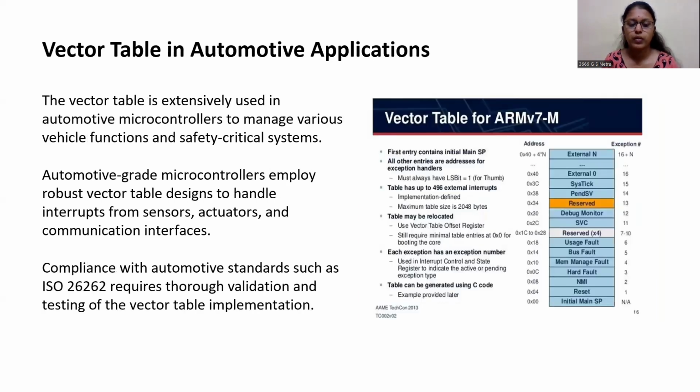Vector table in automotive applications. The vector table is extensively used in automotive microcontrollers to manage various vehicle functions and safety critical systems. Automotive grade microcontrollers employ robust vector table designs to handle interrupts from sensors, actuators, and communication interfaces. Compliance with automotive standards such as ISO 26262 requires thorough validation and testing of the vector table implementation.